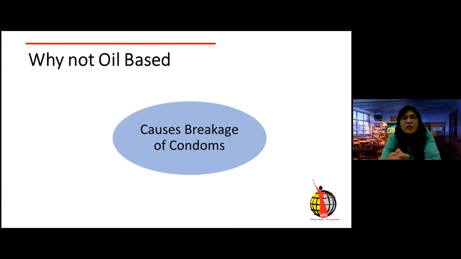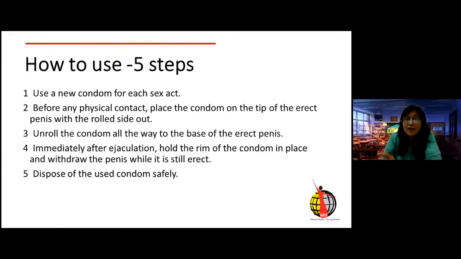Now, how to use, steps? A new condom has to be used before the physical contact. It has to be placed. It has to be rolled up to the base of the phallus, and immediately after ejaculation, holding the rim of the condom, it has to be withdrawn and disposed of safely.